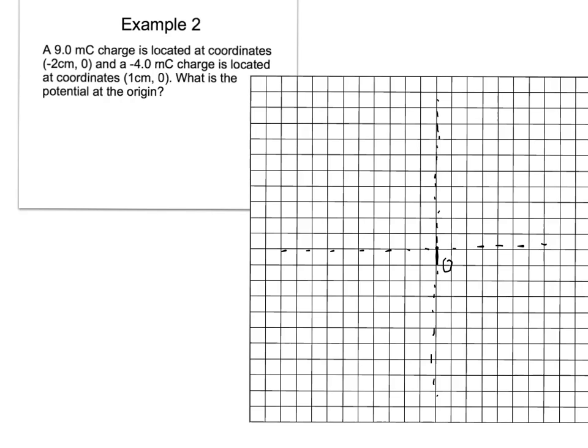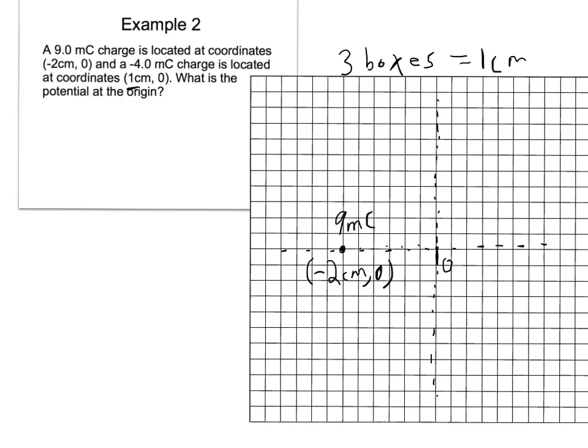I'm going to say every 3 boxes is 1 centimeter, because it looks like I'm only going out a couple in each one, and I don't want this to all get squished together. Coordinates negative 2, 0, so 1, 2, 3, that's 1 centimeter. 1, 2, 3. That's a 9 millicoulomb charge at coordinates negative 2 centimeters, 0. And I just made up that every 3 boxes is 1 centimeter, so it would be spaced out, not all squished together.